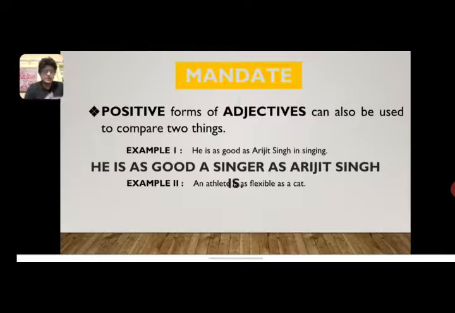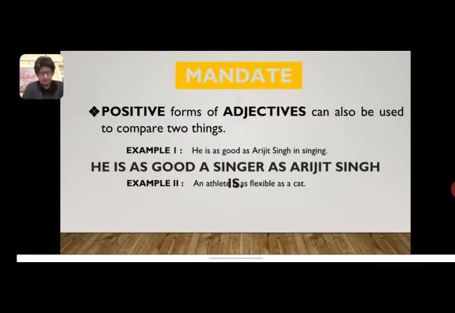Now I've used here another example, that is, he's as good a singer as Arijit Singh is. This is a part of English grammar, a figure of speech contained in the tag called simile. As good as something, as huge as something, as bloated as something, as frightening as something. So this is how it goes, right?